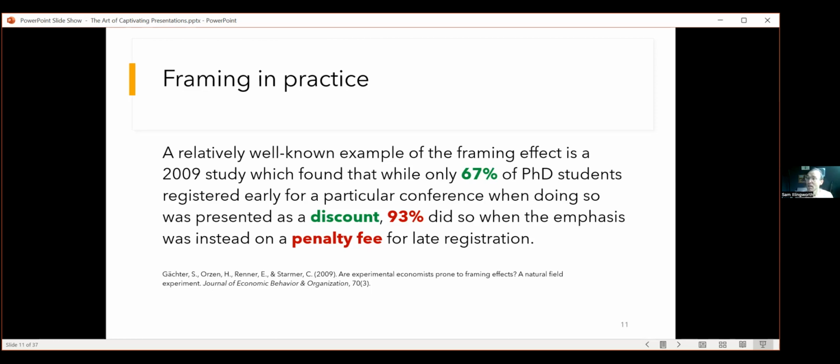So you can see that this was in some ways appealing to their emotions, that they were worried, and it framed it in a way that made the PhD students think about, okay, this is a positive thing versus this is something I'm going to be penalized for. And we can think about that in practice. If I thought, oh, there was a discount, I might want to do it. If I was worried I was going to be penalized for it, I'd probably be more likely to do so. So this is a really good example of how framing works in practice.